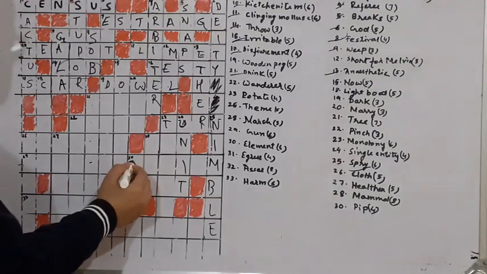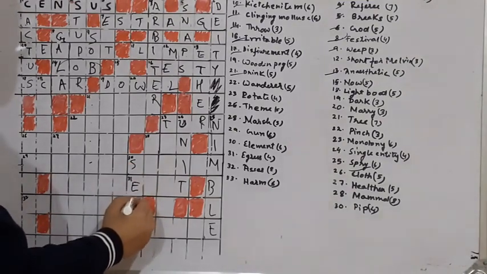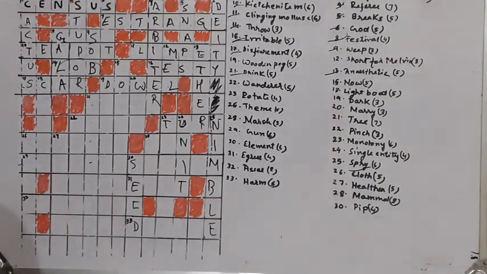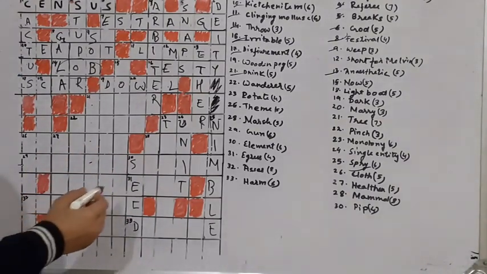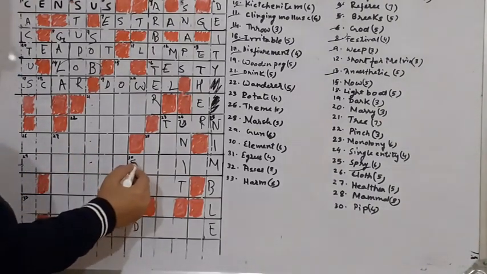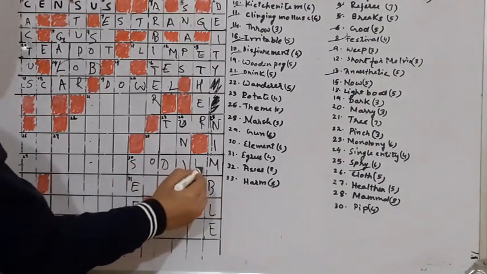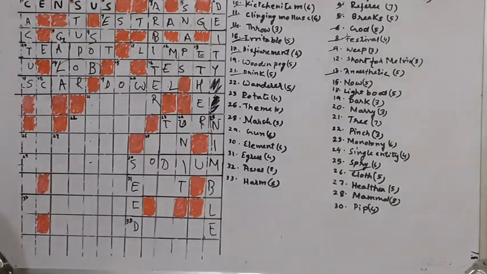30 down, we can see it is peep. Peep means seed, right? Then 30 across, now we can understand. See, one element which has S, I, M. So, sodium. Isn't it? It will be understood. Fine. Then, let us go for the next.